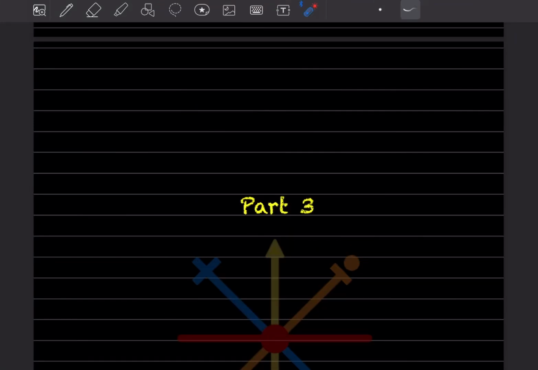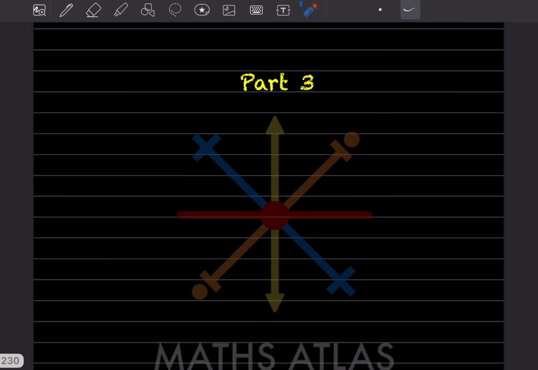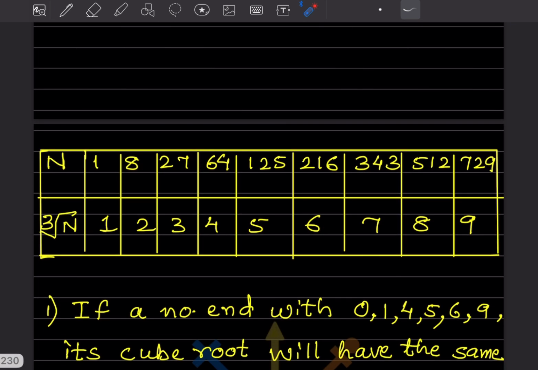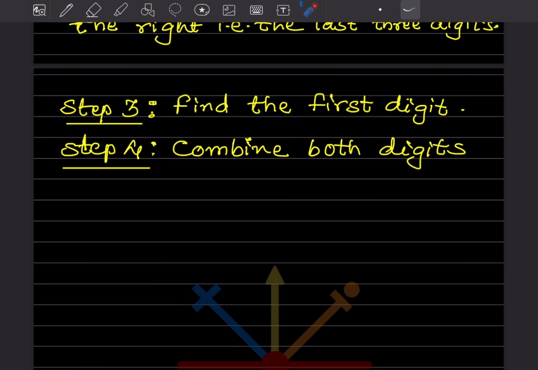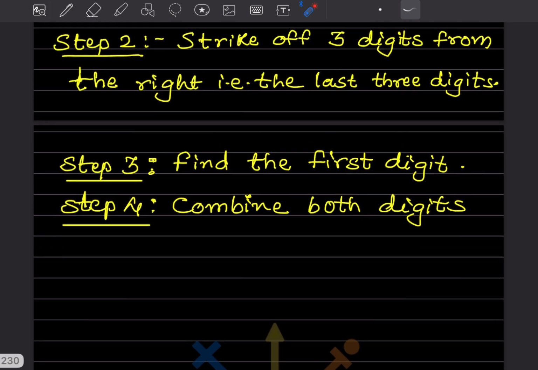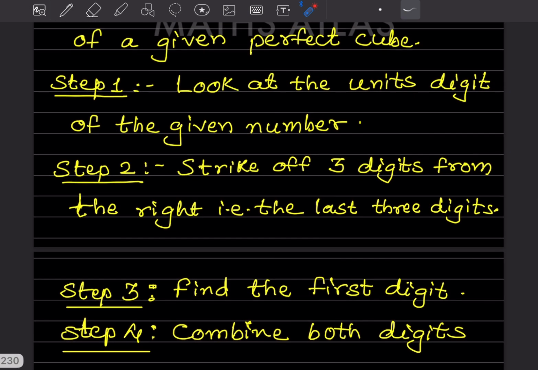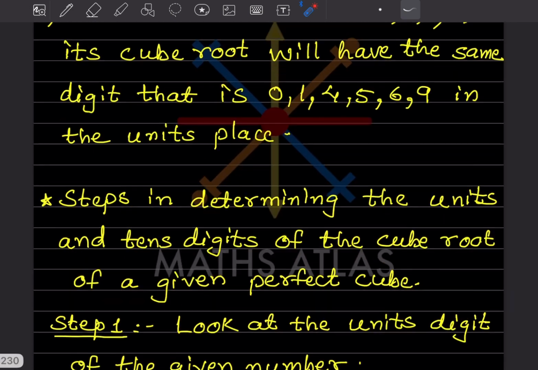So today we'll do part 3. In that, we have already done some questions from the exercise, that is 4.2, and we will continue with the exercise. So before starting with the rest of the questions, now let me show you.